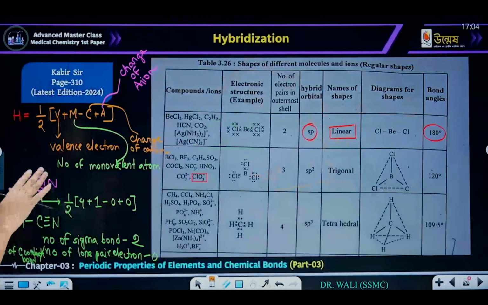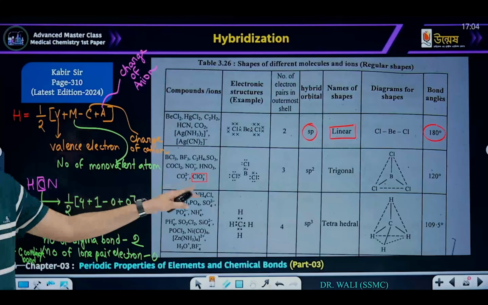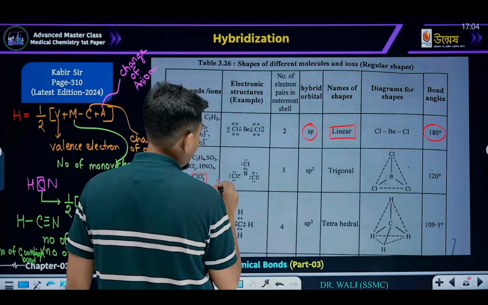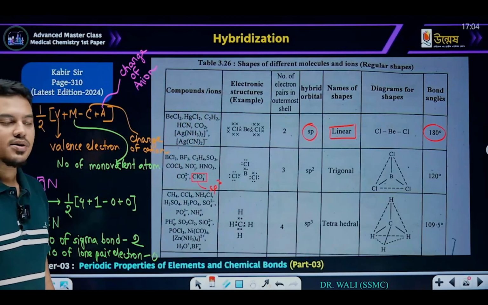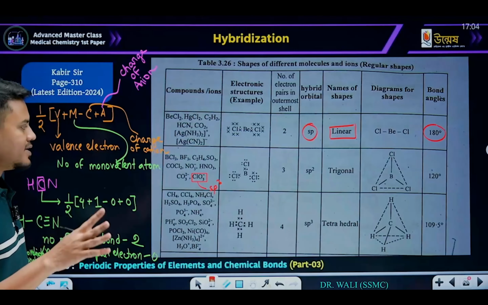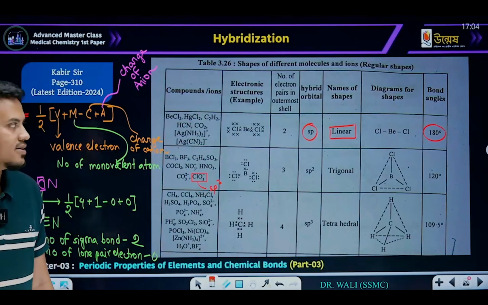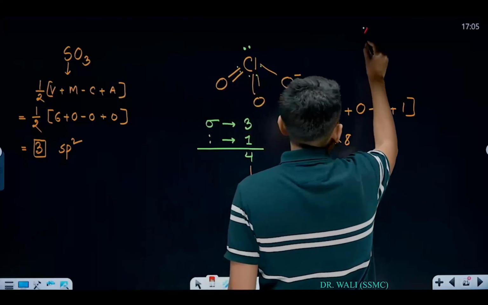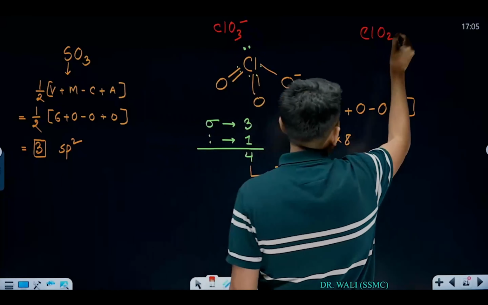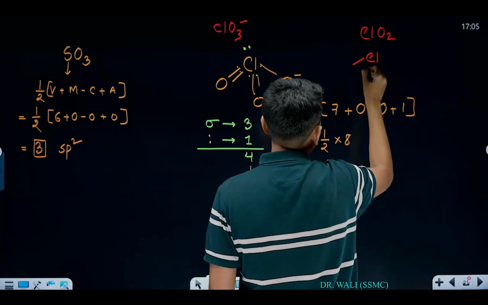This is a mistake that is placed in the book. Chlorate ion shows sp3 hybridization. I'm writing it down here. It shows sp3. Even if you search in internet, you will see that it shows sp3 hybridization. Now, what would show sp2 hybridization? sp2 hybridization would be demonstrated by chlorite, not chlorate. Let me show you. This is chlorate. Regarding chlorite, the structure would look like this.